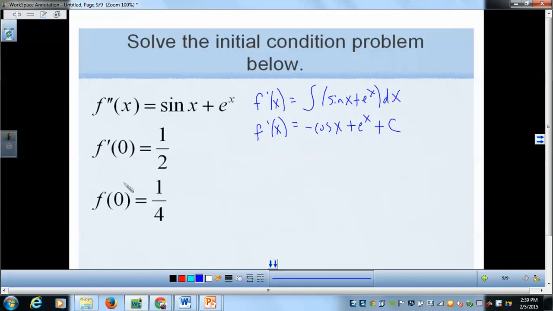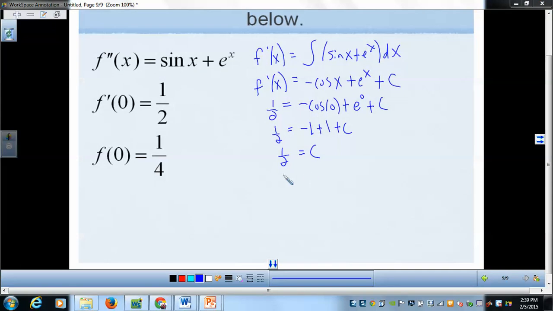So now I want to plug in my information and solve for this constant of integration before we move on to try to find the original function. So f prime of x is 1/2 when x is 0, so I have minus cosine of 0 plus e to the 0 and then plus c. So this is 1/2. Cosine of 0 is 1, so this is -1, and then e to 0 is 1, and then plus c. So that tells me that my constant of integration is in fact 1/2. So my first derivative, f prime of x, is negative cosine x plus e to the x plus 1/2.